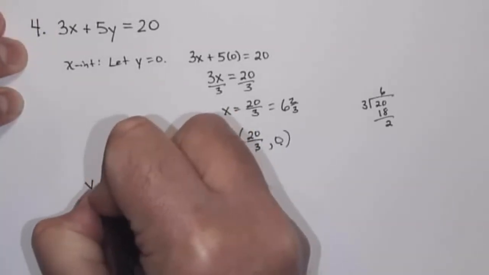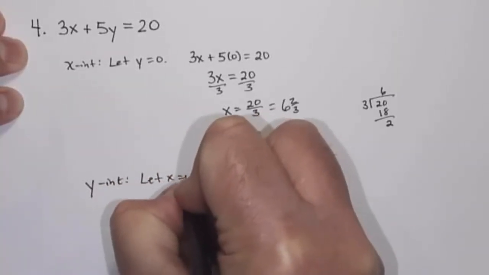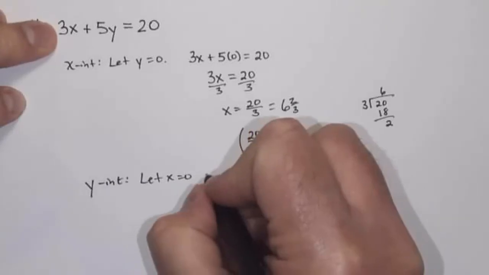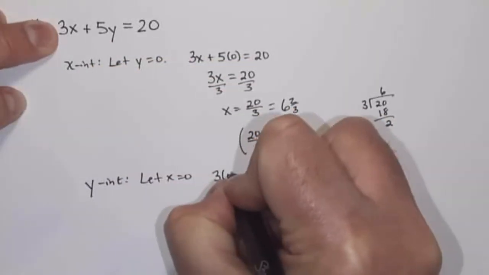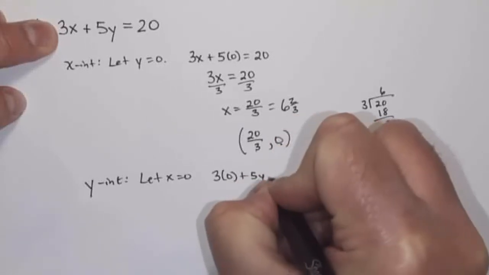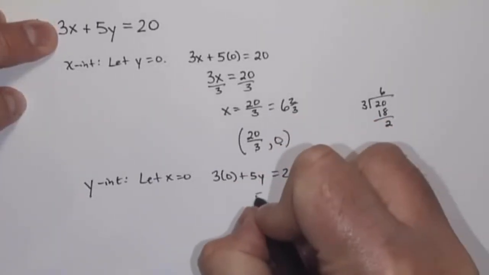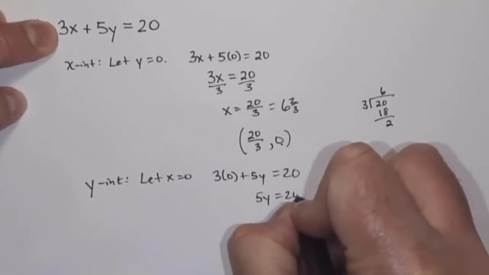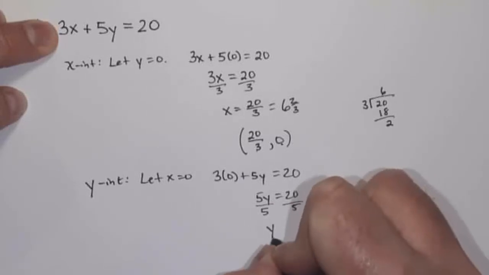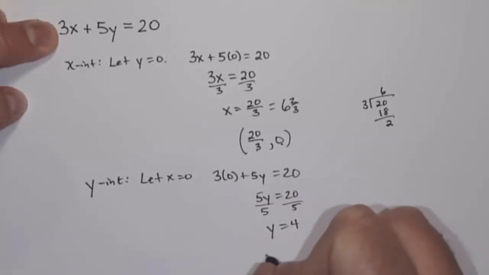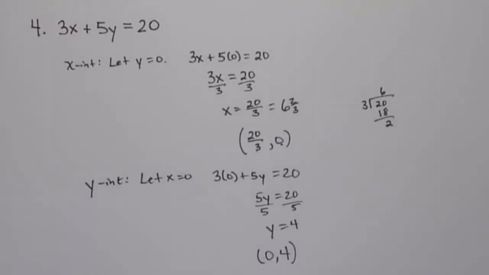Now to find the y-intercept, we let x equal 0, and we solve for y. So letting x equal 0, we're going to have 3 times 0 plus 5y equals 20. 3 times 0 is 0, so we have 5y equals 20. And so divide both sides by 5, y is going to equal 4. So the point (0, 4) is our y-intercept.